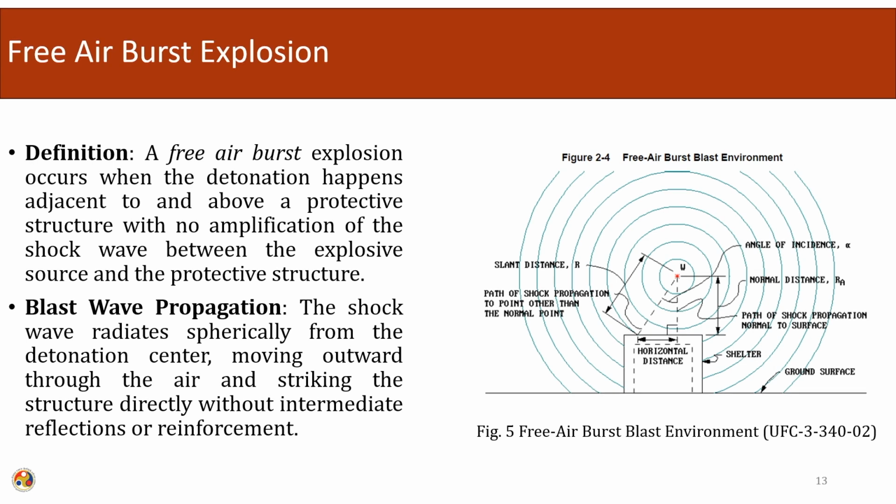So, now we will talk about the different types of explosions. One by one we will be talking about each of them. First we will talk about the free air burst explosion. The definition of a free air burst explosion: it occurs when the detonation happens adjacent to and above a protective structure. So, the detonation is happening here. It is above, and it is nearby a protective structure.